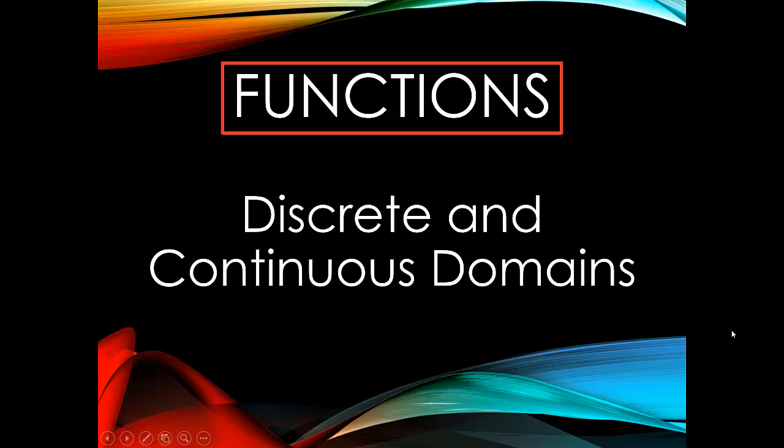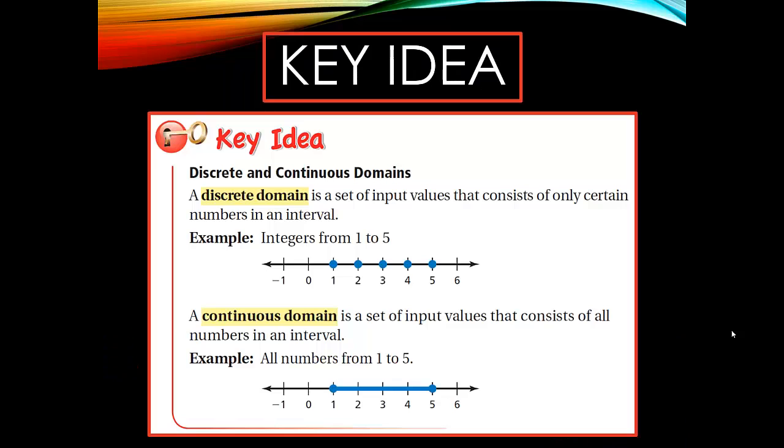Today's lesson is on discrete and continuous domains. First, we'll look at our key idea for discrete and continuous domains. A discrete domain is a set of input values that consist of only certain numbers in an interval. For example, we can do the integers from 1 to 5. So this would be our whole numbers, 1, 2, 3, 4, and 5.